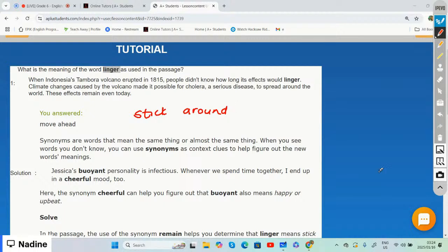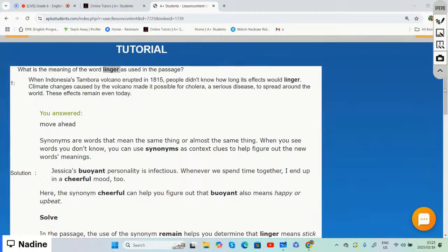All right. So basically, linger means to stay longer, or we can say to stick around. Well done.